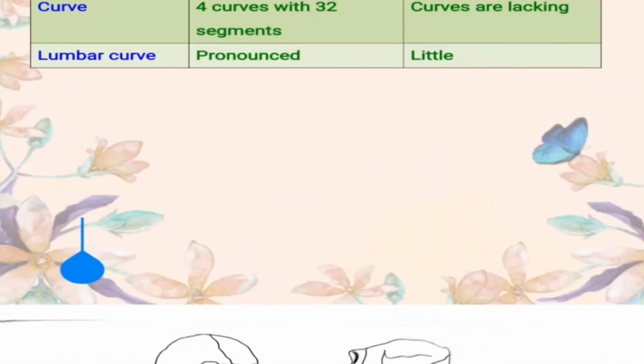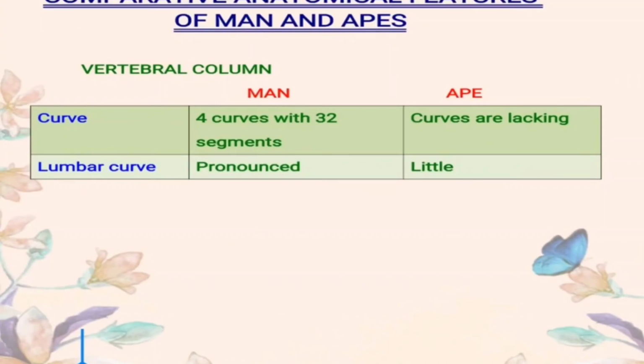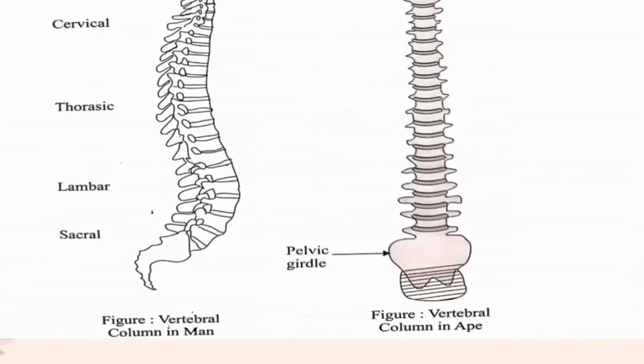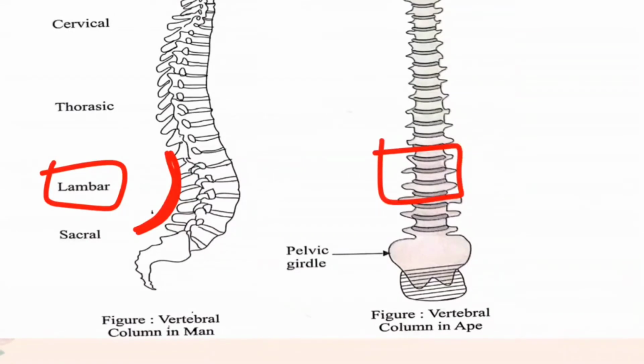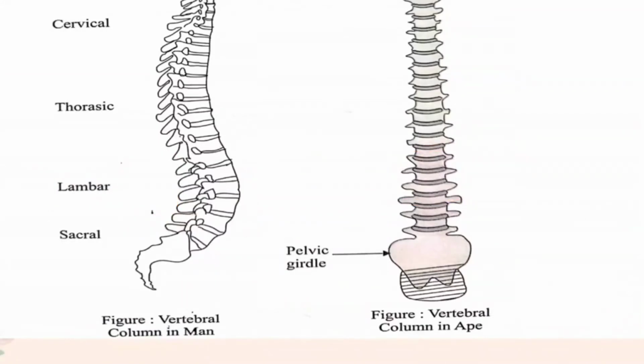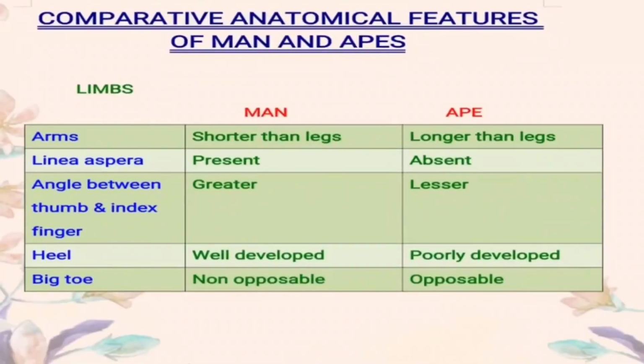Now let's get back to the lumbar curve. The lumbar curve in the man is quite pronounced, but in the ape it is not that pronounced. As you can see, this is the lumbar curve. It is quite pronounced over here, but there is no such prominence or any sort of highlight which we can see in a man's vertebral column. Nothing like that can be seen in the ape. Fine. Let's move forward towards the limbs.